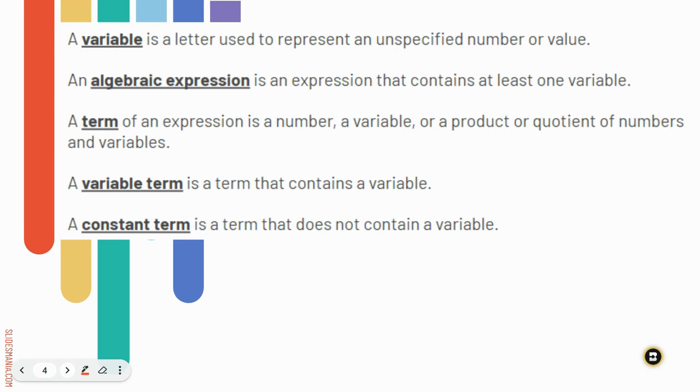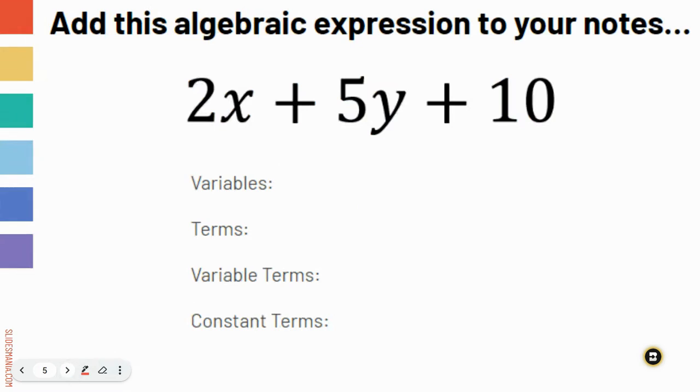A variable term is a term that contains a variable. And then a constant term is a term that does not contain a variable. So it is just a number, like 7 or 150. Those are constant terms. So add this somewhere on page 13 to your notes.